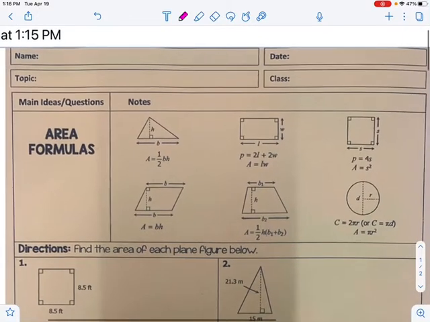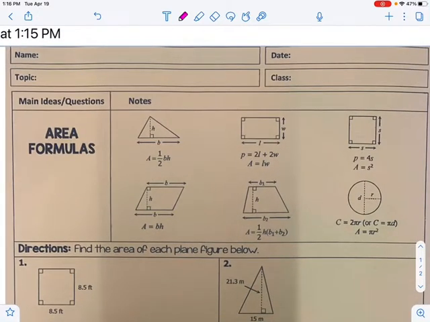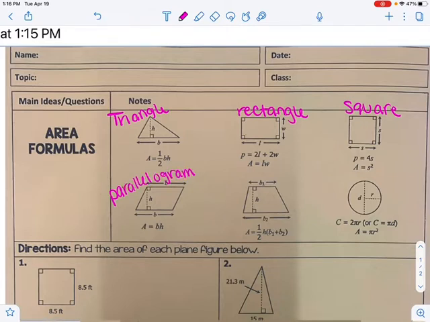We're going to try again with this video. Area formulas. So, refresher, right? This is a triangle, a rectangle, a square, parallelogram, trapezoid, and circle. I want to identify some of the variables we're using.